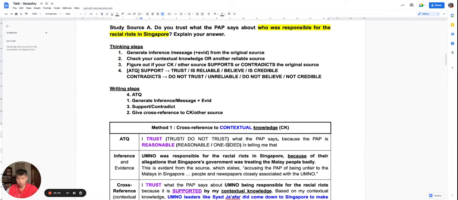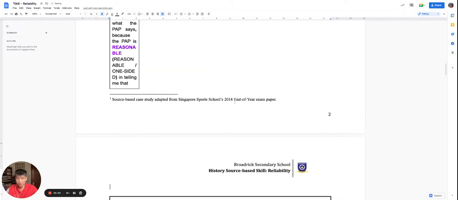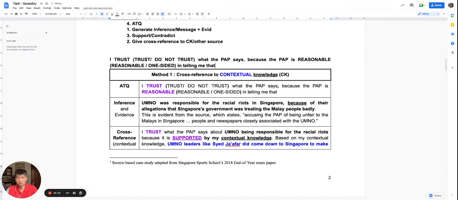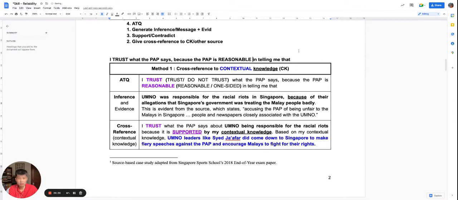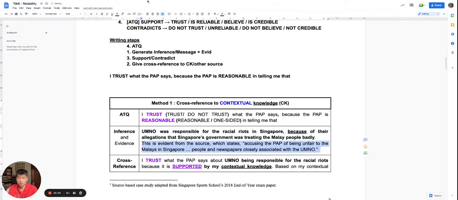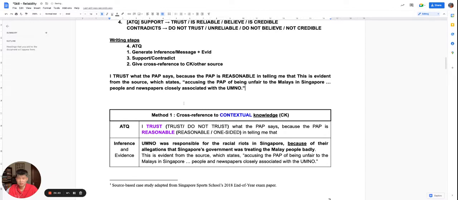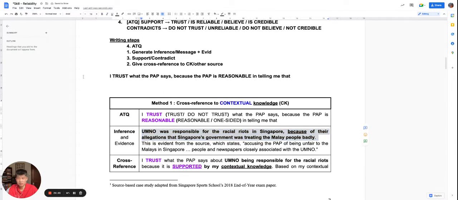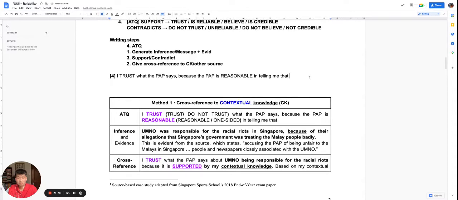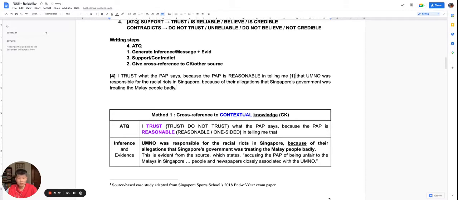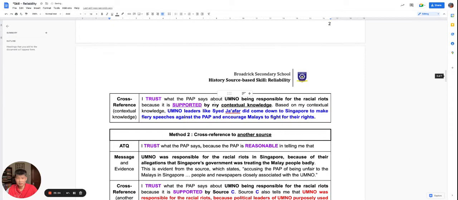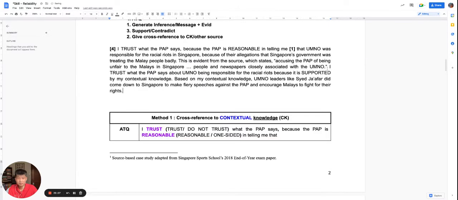Oh, let me show you. So if I were to copy out the answer from what you've done in this worksheet, right? You start with the ATQ, and then you go to the inference. And then you go to the support or contradict. And finally, you provide the cross-reference.